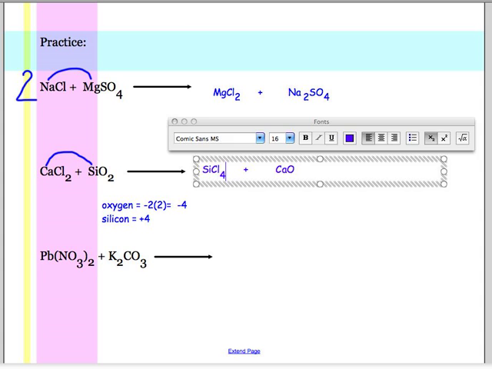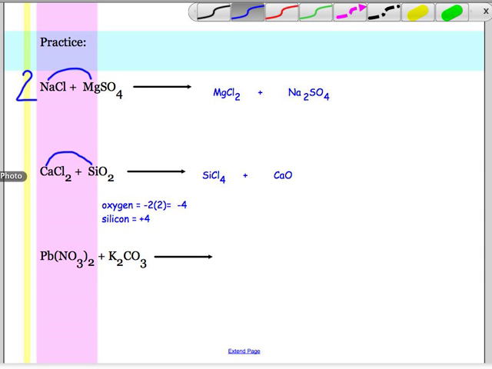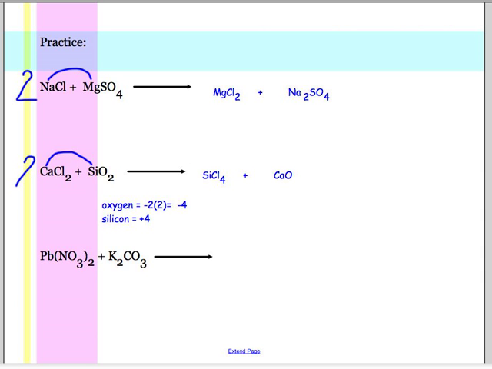And then all we really have to do is go back and balance some things. So we're going to need 2 calcium chlorides and 2 calcium oxides. Last one, I'll pause again, give you a little bit of time, and then when you come back, just check it and make sure that you're okay with the double replacement.